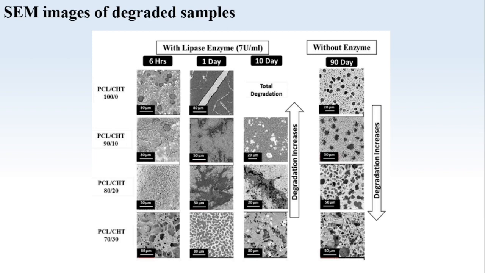And without the enzyme, for 90 days, the image served as a control, showing the long-term stability and structural integrity of the membrane over the extended period in the absence of enzymatic activities. This highlights the inherent degradation resistance of the PCL chitosan membrane material.